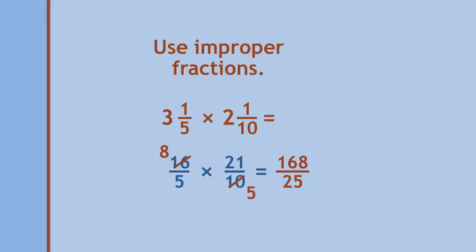Okay, we cannot leave the answer as an improper fraction. We need to convert to a mixed number. So you should have divided 168 by 25. Okay, and 168 divided by 25 would give you 6 and 18 over 25.